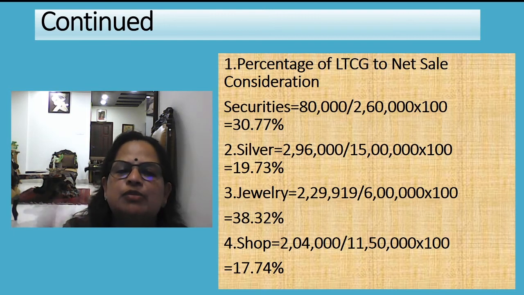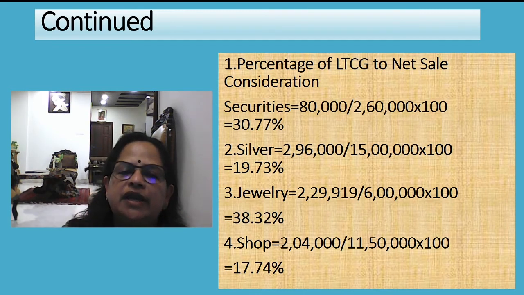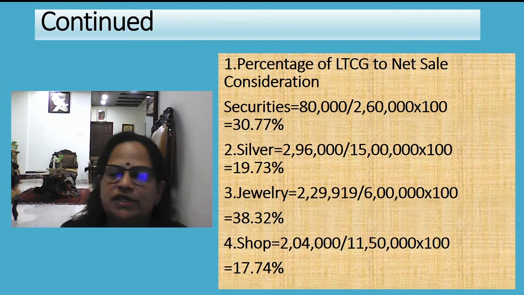You will get 19.73%. Jewelry, 2,29,919 divided by 6 lakhs into 100, 38.32%. Shop, 2,04,000 divided by 11,50,000 into 100. You will get 17.74%.